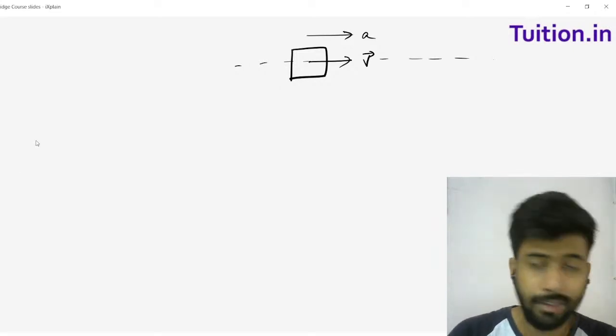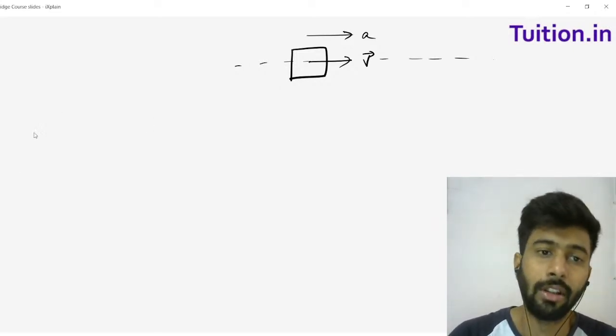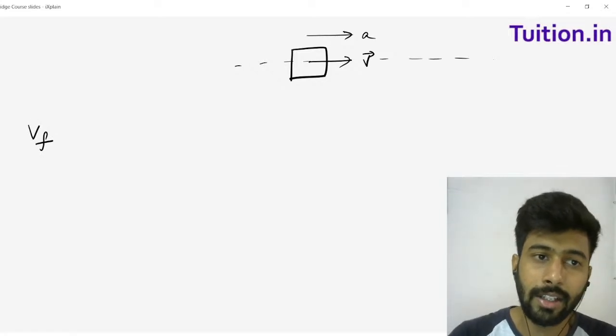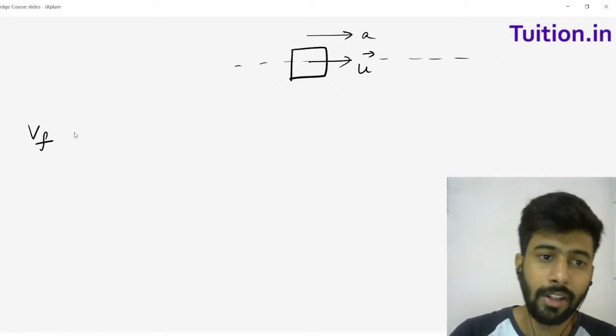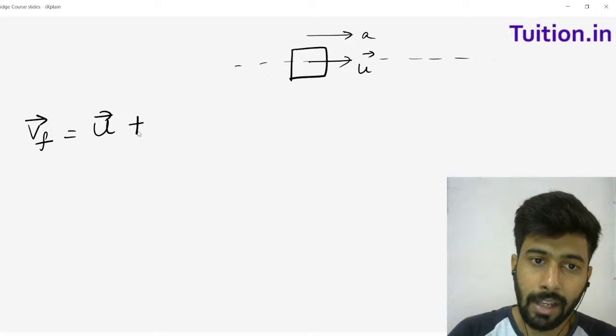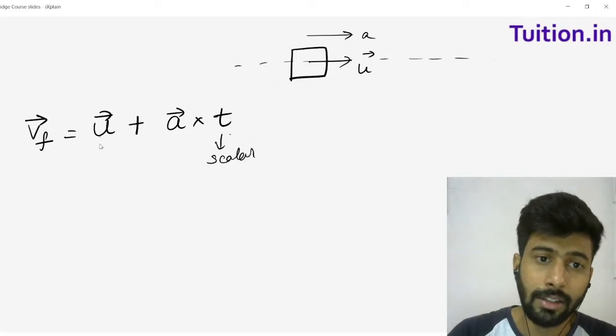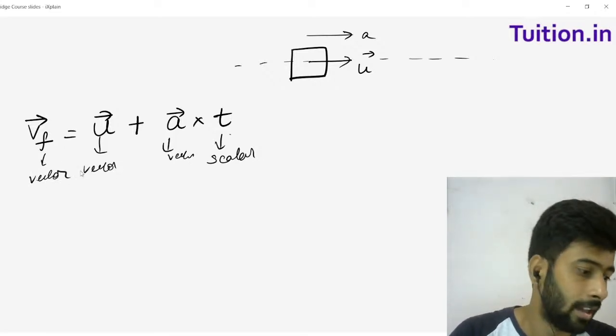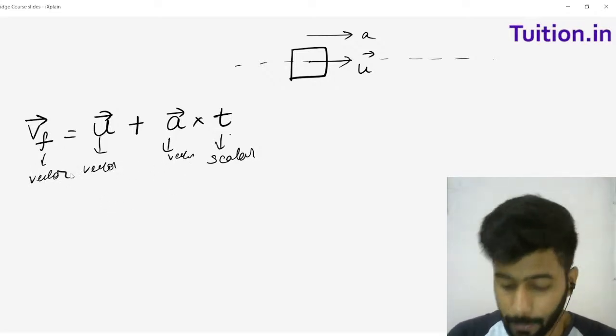So you have the following equation for this motion. Final velocity, let's say it's moving with an initial velocity u. So final velocity vector is equal to initial velocity vector plus acceleration vector into time. This time is a scalar, remember. These two are vectors, and your end result also is a vector. You have seen this equation before, haven't you?